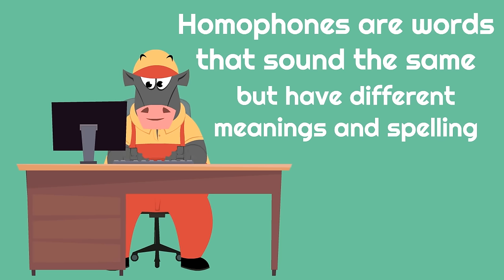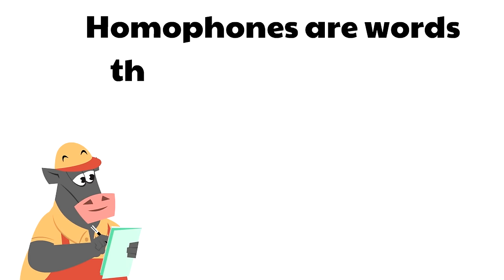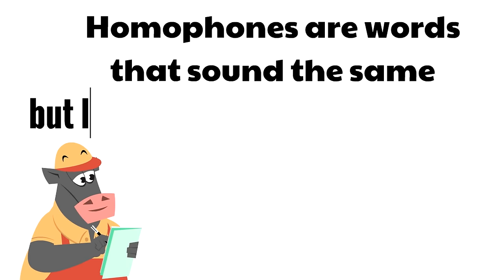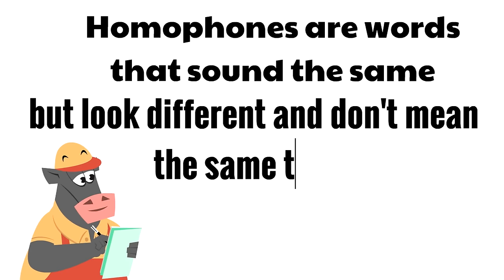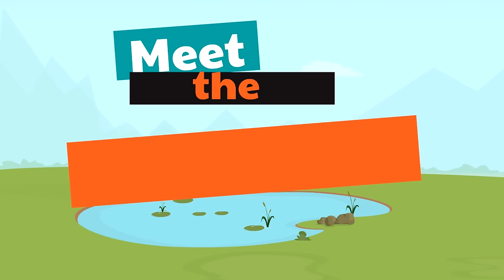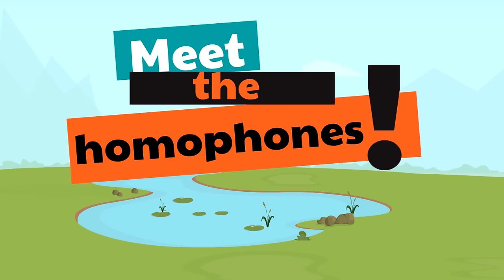Another way of saying that is, homophones are words that sound the same, but look different, and don't mean the same thing. They're kind of tricky, weird words. Okay, I think you're ready. It's time to meet the homophones. We want to give you some examples of these words that sound the same, but they look different, and they don't mean the same thing.